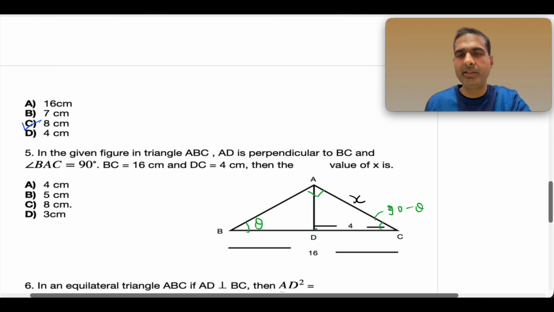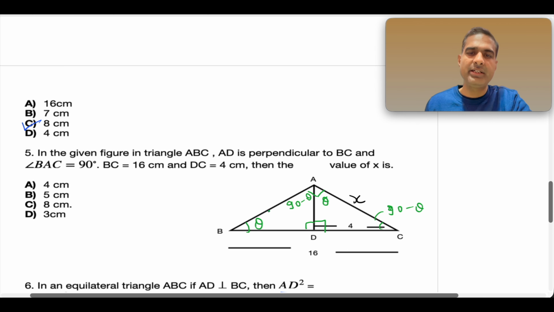Now similarly in the triangle ADC, angle D is 90 degrees as AD is perpendicular to BC. So the sum of the other two angles, that is angle DAC plus angle C, should be 90 degrees. Now C is 90 minus theta, so this should be theta. And angle A is 90, one part of that is theta, so the other part should be 90 minus theta.